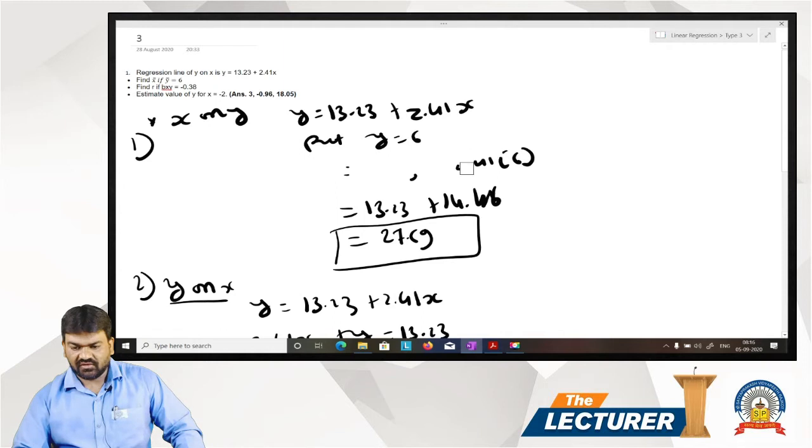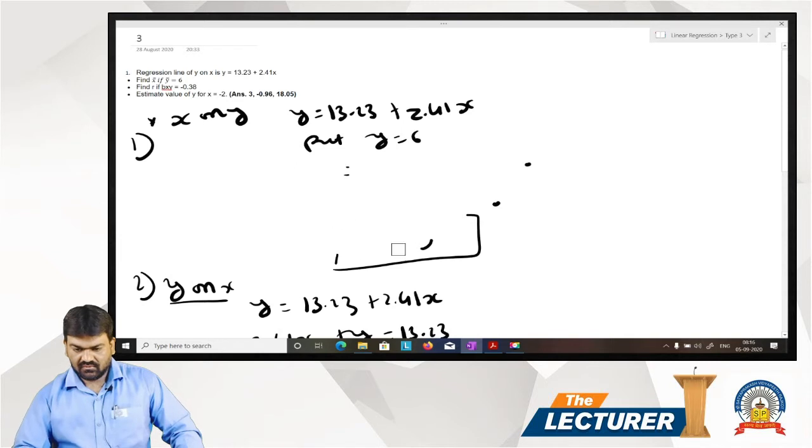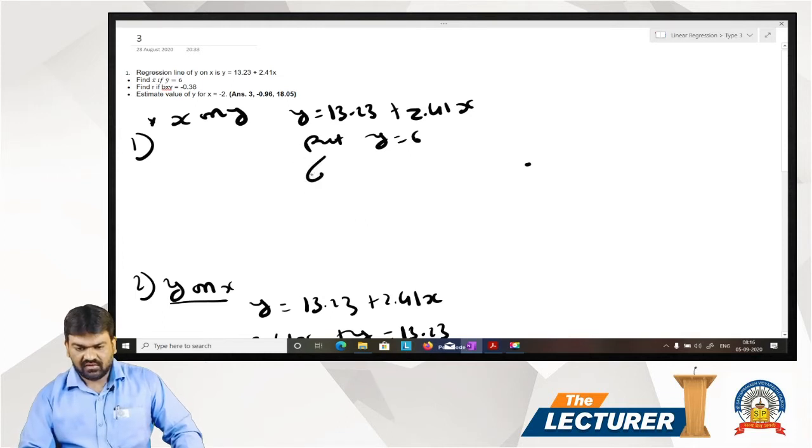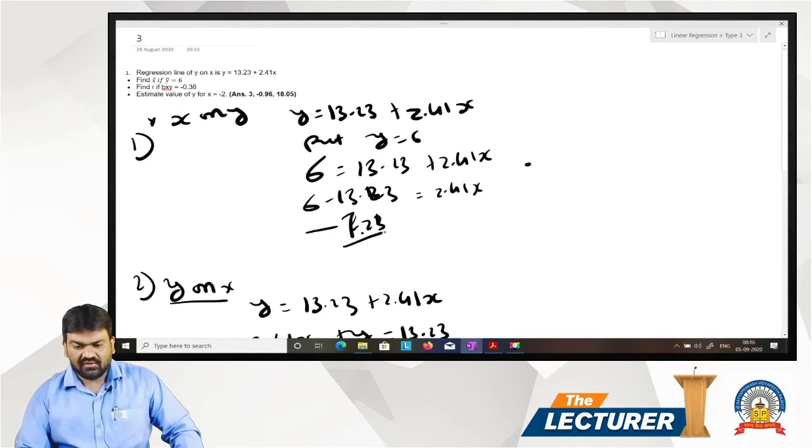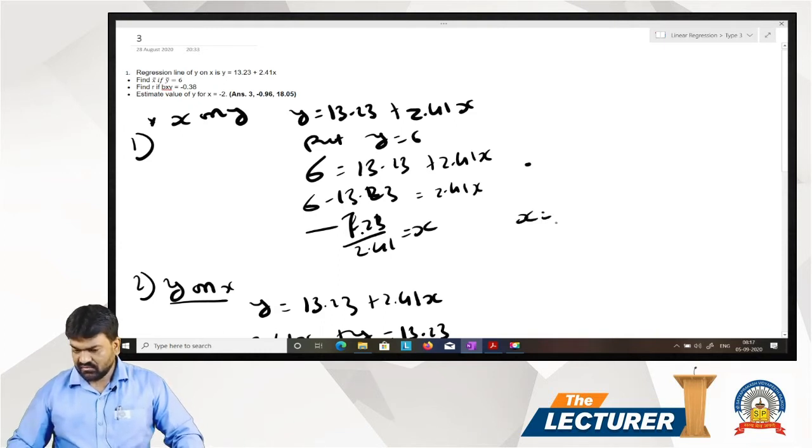y is equal to 6, not x. So put y is equal to 6: 6 = 13.23 + 2.41x. 6 minus 13.23 is equal to 2.41x, so minus 7.23 divided by 2.41 is equal to x, that is 3. So x bar is equal to 3.